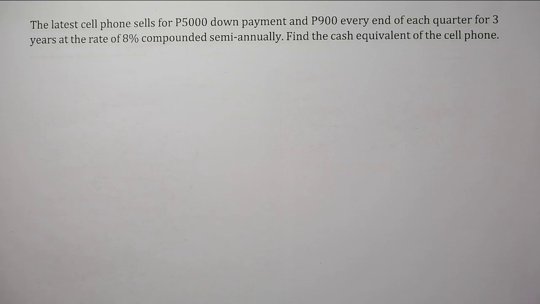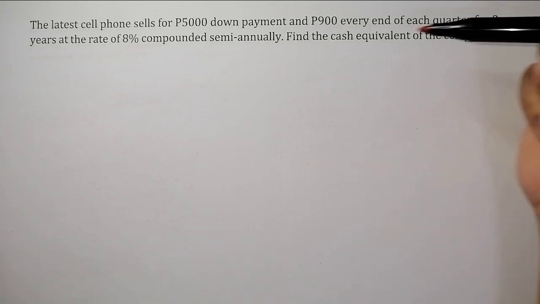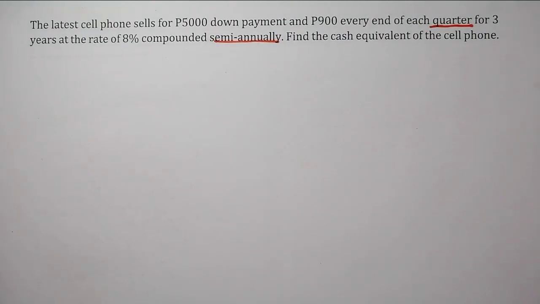of our annuity. So check natin ulit yung ating payment interval at saka yung ating compounding period. So ang payment interval natin dito, sabi dito magbabayad siya at the end of each quarter. So quarterly yung ating payment interval. But for our compounding period, it's semi-annually. So since our payment interval and compounding period are different, this is an example of a general annuity.